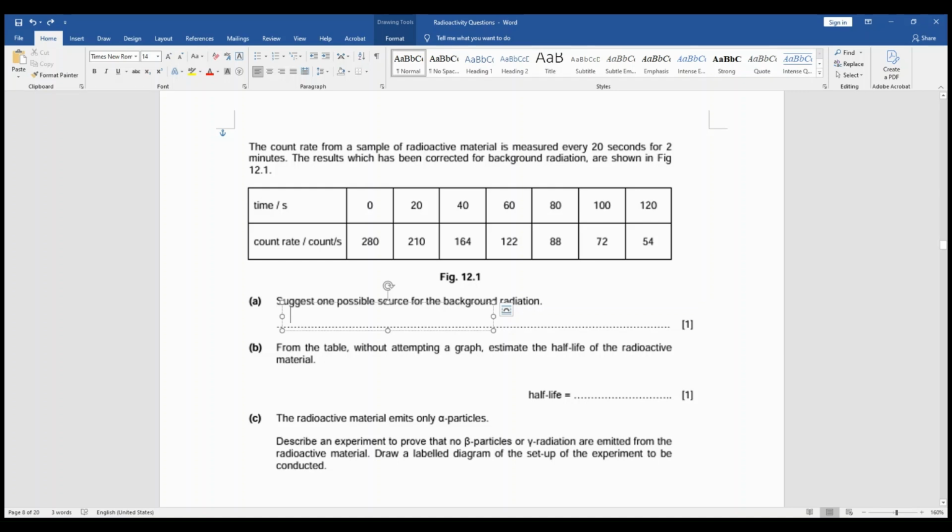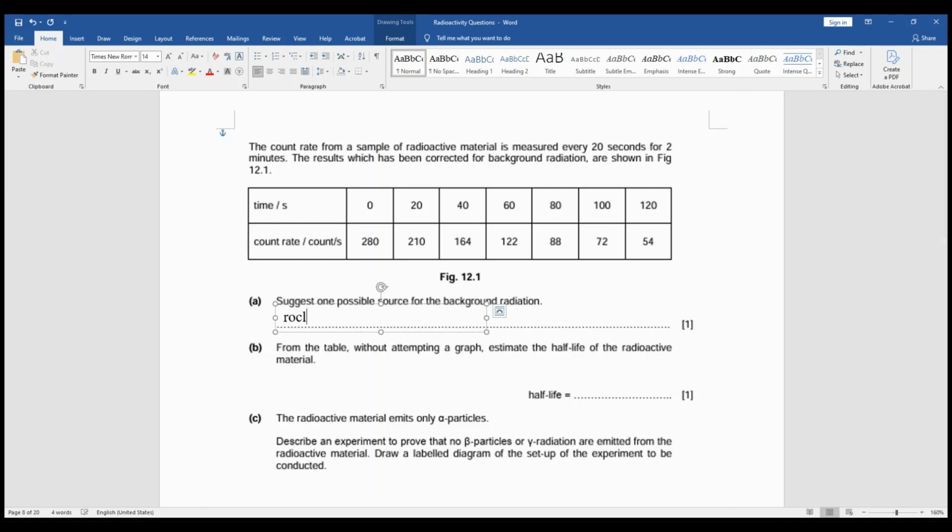The next question: you have the count rate from a sample of radioactive material. Measure every 20 seconds for 2 minutes. The result has been corrected. So, okay, we have this count rate over 120 seconds. Suggest one possible source for this background radiation. Okay, just name all that you know.